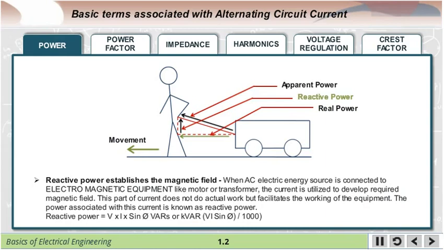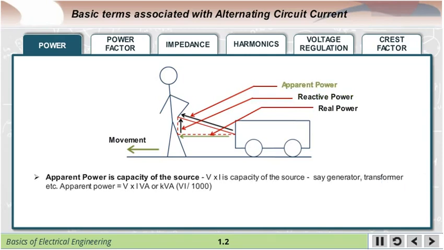Reactive power establishes the magnetic field. When an AC electric energy source is connected to an electromagnetic equipment like a motor or a transformer, the current is utilized to develop the required magnetic field. This part of the current does not do actual work, but facilitates the working of the equipment. The power associated with this current is known as reactive power. Reactive power is equal to V into I into sin phi VARs or kVAR.